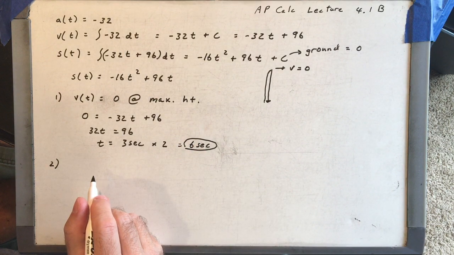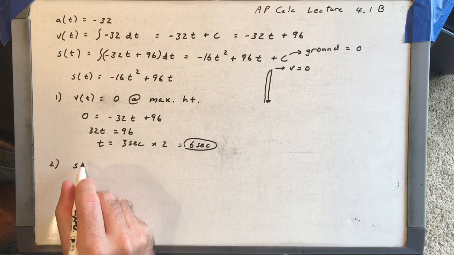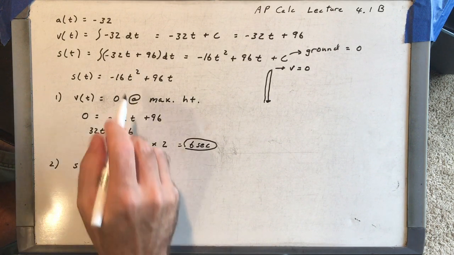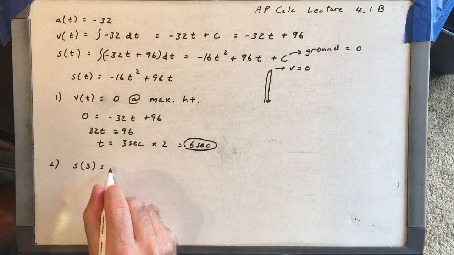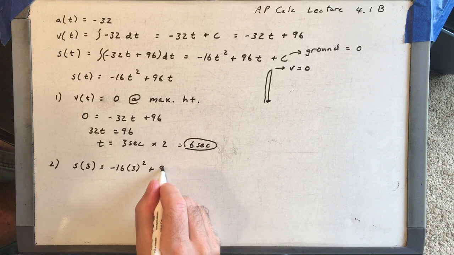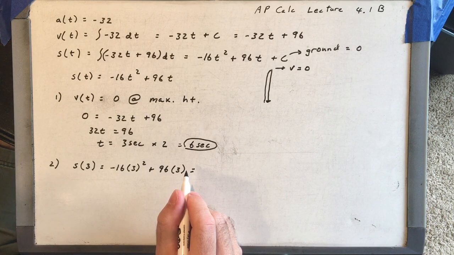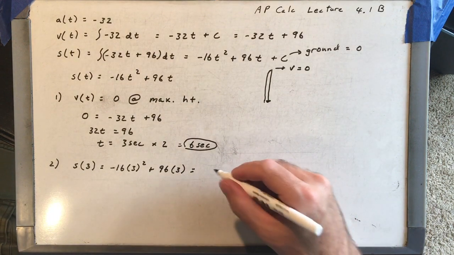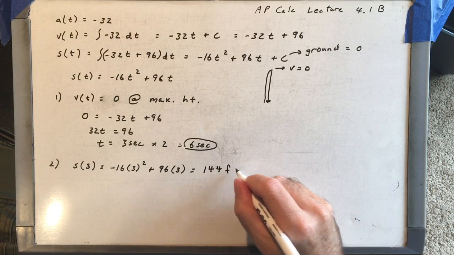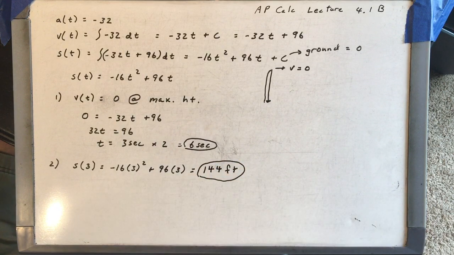All right, number 2, how high did the ball go? Well, what is the position at max height? We know it took 3 seconds to get there, so let's find s of 3. Minus 16 times 3 squared plus 96 times 3. Plug that into the old calculator and you will get 144 feet. I'm having to work around my music stand here, so that's when my writing gets really messy.